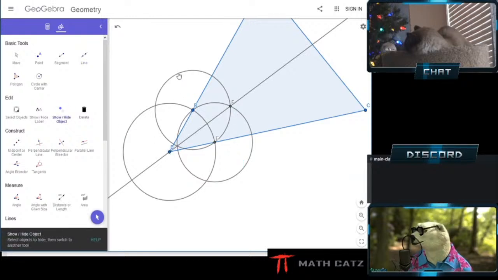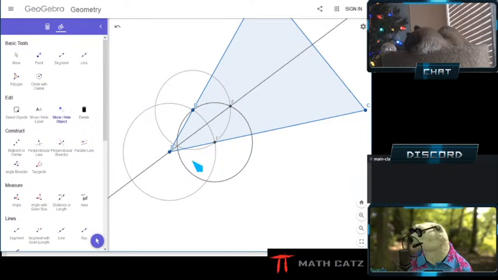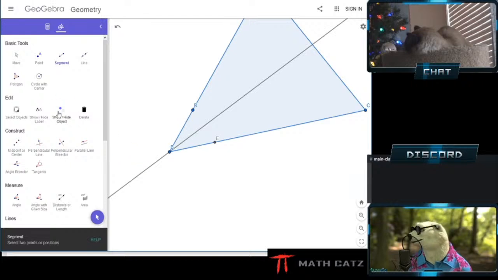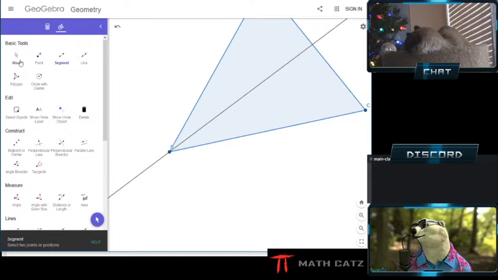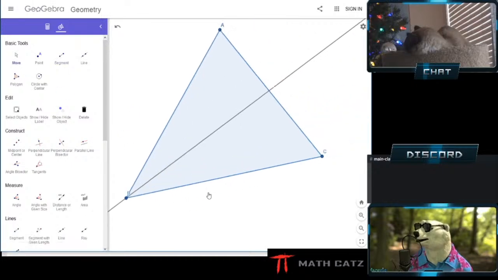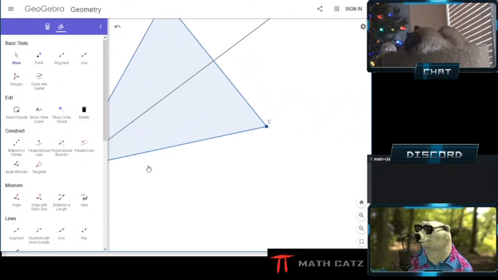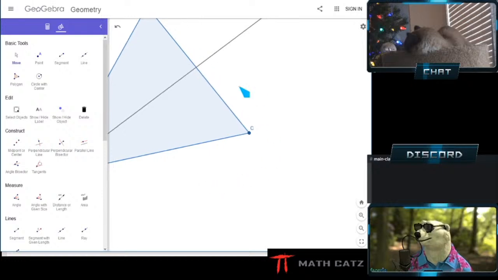Maybe I don't want to see all of this, right? It was only there to get the bisecting line. Now that I have the bisecting line, I don't need any of it. Be gone, labels. There we go. Let's move to the C one, maybe. I have to bisect that one. Let's do it. What do I do?